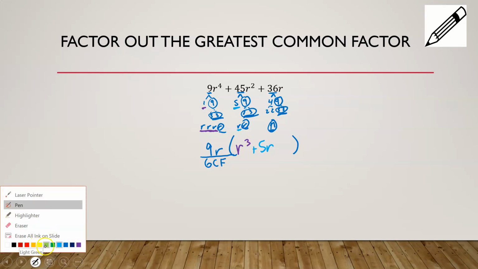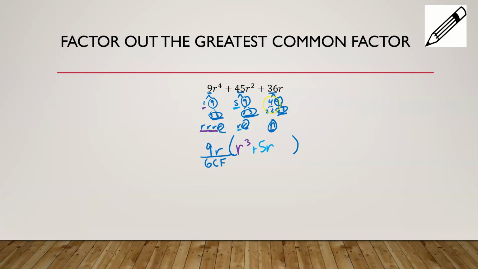So I have a positive 5r left. And last but not least, in this last list, I had a 2 times a 2. There's no r's left, so it's just plus 4. This is what it looks like when I factor out the greatest common factor. So that's the general idea.